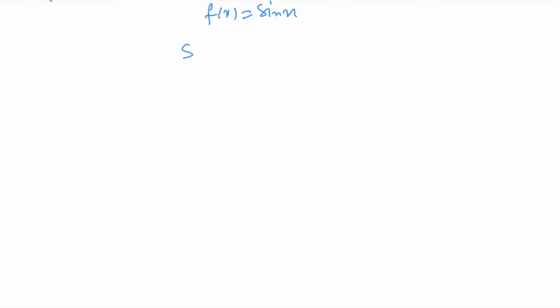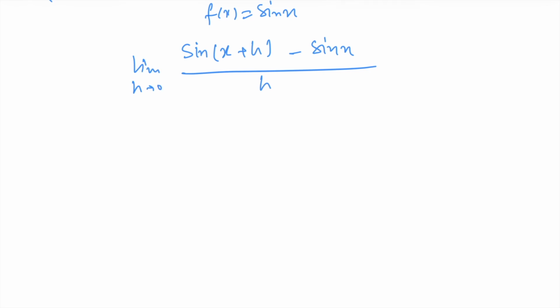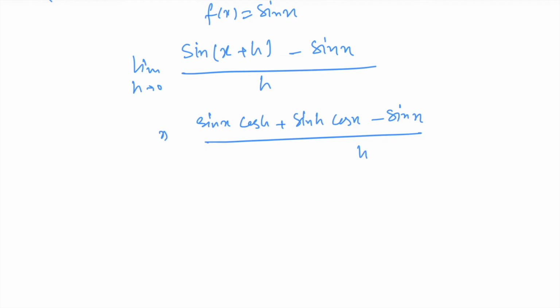So through first principle we'll have (sin(x+h) - sin x) upon h. I'm not writing the limit h tending to 0 and f(x); I hope you can infer that too. So let's expand this and simplify through algebraic operations. Now this is a sin(a+b) formula, so we can apply: sin x cos h + sin h cos x - sin x, upon h.